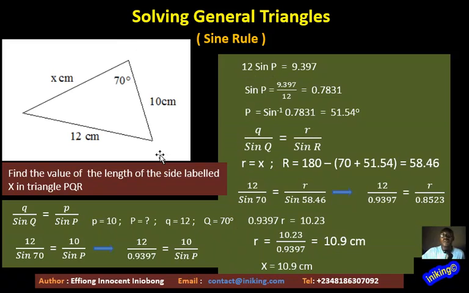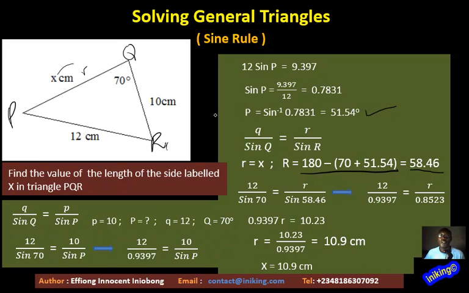So let's go on. That's our P, Q, and R. So now we are looking for X. Remember, X is the same thing as lowercase r. Now that we know P, we can easily obtain a value for angle R, and that's what is being obtained here. 180 minus 70 plus 51.4, that is angle Q and angle P. Subtract that from 180, that gives us the angle R.